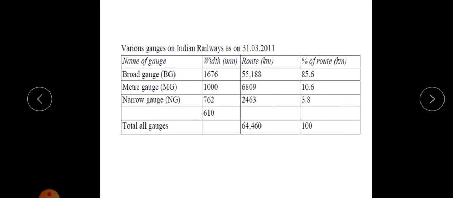So the total route length is 64,460 kilometers. Of this total route length, around 55,000 kilometers is in broad gauge. So in India, most of the railway track is in the broad gauge system. Okay, so in the case of broad gauge, the distance between two rails is 1.676 meters.